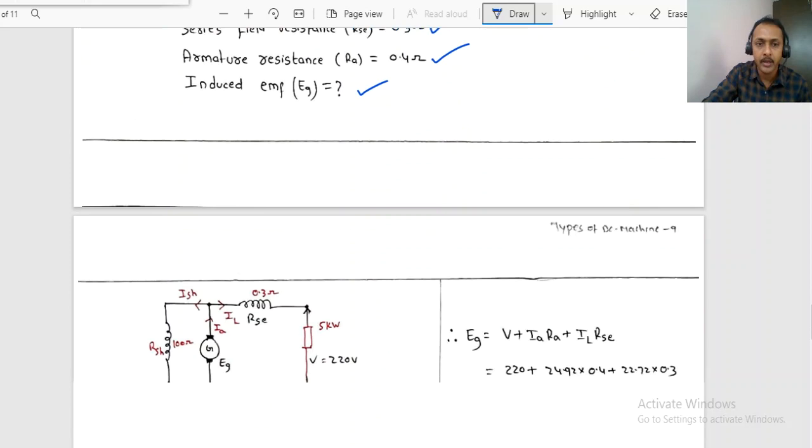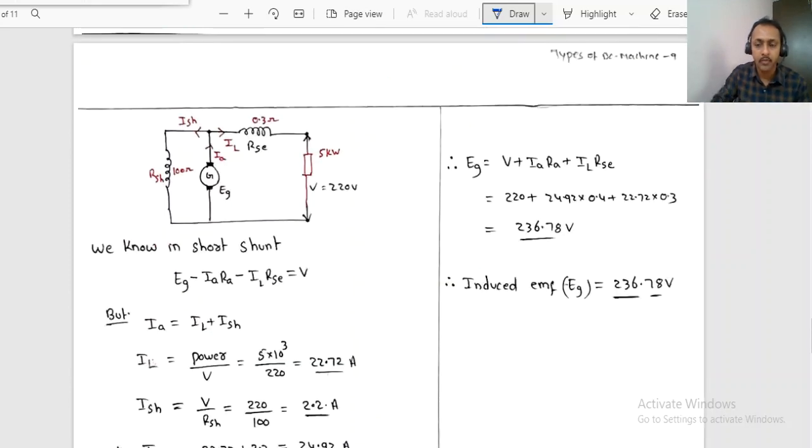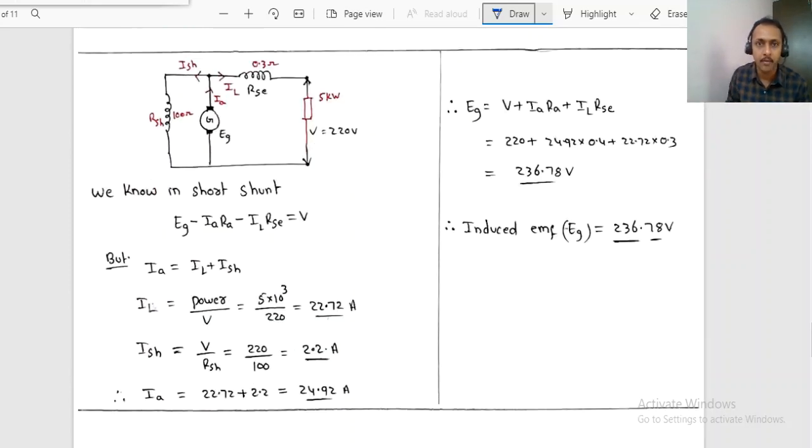First let me draw the diagram for short shunt. He clearly specified short shunt. So this is the diagram for short shunt generator, right? RSC will be present like this, armature, RSH, and this current entering is armature current IA. IA is entering like this. Some part will flow to the shunt field, some part will flow to the load, right? The load is already specified 5 kilowatt, terminal voltage 220 volt.